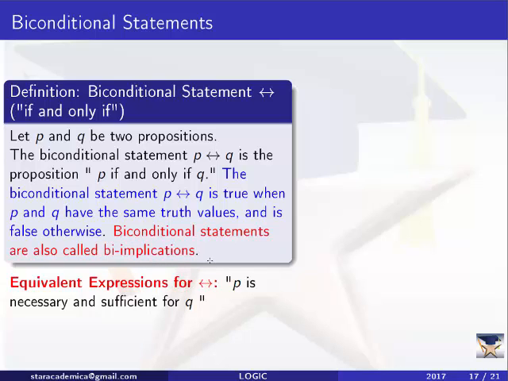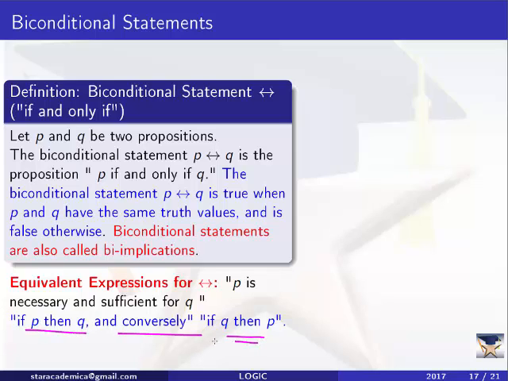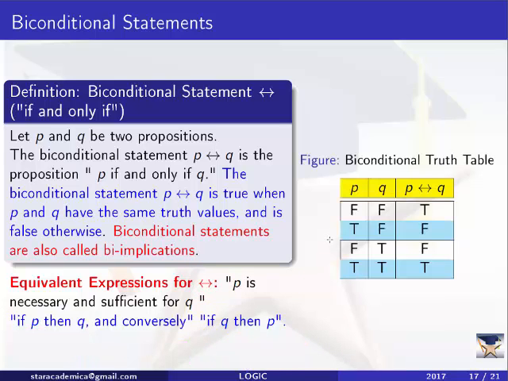Another way to express the if and only if, biconditional operation, is P is necessary and sufficient for Q. That's another way to express it. One more way to express it: if P then Q, and conversely if Q then P. So it goes both ways. P implies Q, and Q implies P. So this is another way of equivalently expressing it by the conditional operation.